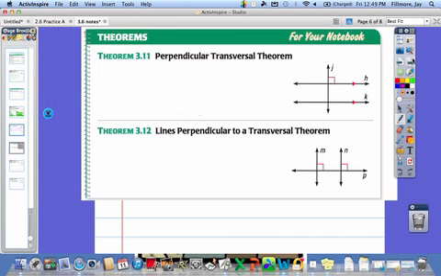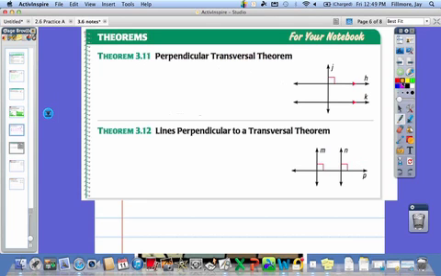The last two theorems we're going to talk about, this is a very short video, are the perpendicular transversal theorem and the lines perpendicular to a transversal theorem. The names are kind of lengthy. They're not very creative because mathematicians oftentimes aren't creative. Not to say math teachers aren't creative, but plain old mathematicians aren't usually creative with their naming of things in math. It's more practical.